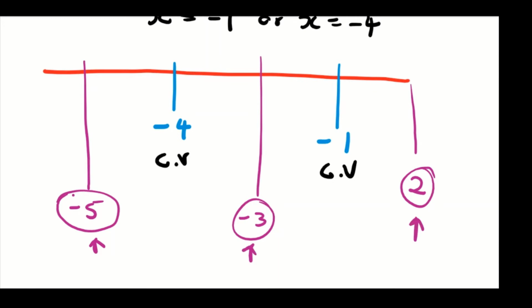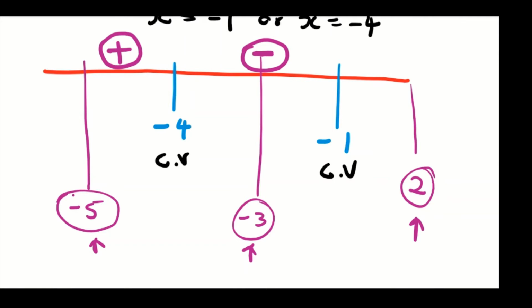So the sign that I got when I substituted in the equation for minus 5 was positive. Meaning that any values of x that are less than minus 4 give me a positive solution of y, right? And then I substituted minus 3 and got a negative. Meaning that any value of x that is between minus 4 and minus 1, our critical values, will give me a negative solution of y.